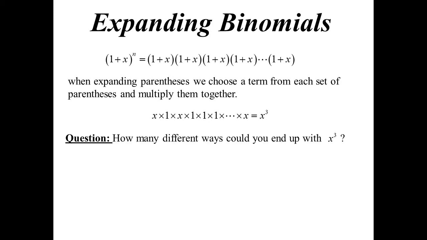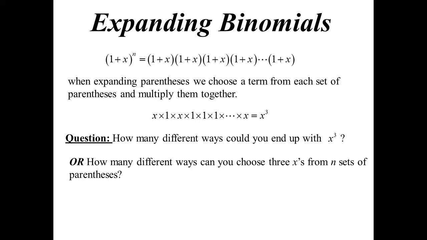So the question is, how many different ways could I do that and end up with an answer of x cubed? Well, this comes back to our perms and cons. Because what we're really saying is, how many different ways can we choose 3 x's from n sets of parentheses? Well, that would be nC3. So there's a direct relationship between the binomial coefficients and combinations.